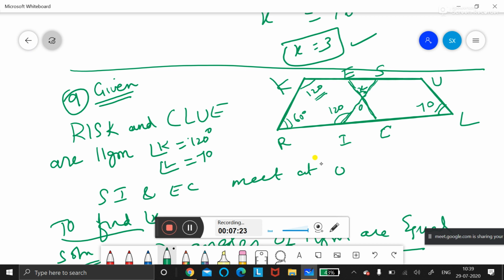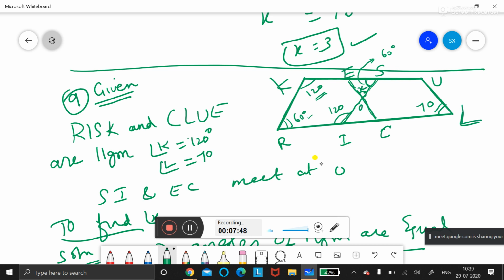Now 60, 120. Adjacent angles are supplementary, so this becomes 60. So we are using a second property also. Adjacent angles are supplementary, and opposite angles are equal, we are also using. So if this R is 60, what will be this S? In RISK, this angle is also 60 because opposite angles are equal. Very good.